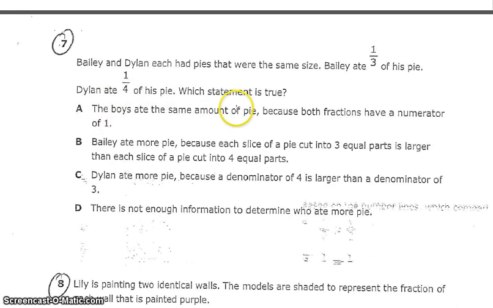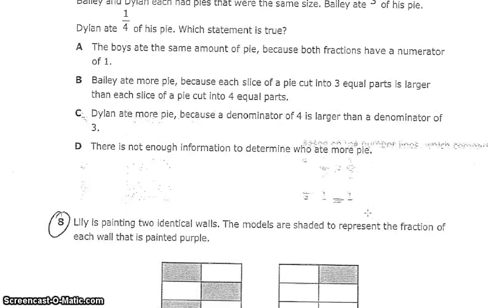A. The boys ate the same amount of pie because both fractions have a numerator of 1. B. Bailey ate more pie because each slice of a pie cut into 3 equal parts is larger than each slice of a pie cut into 4 equal parts. C. Dylan ate more pie because a denominator of 4 is larger than a denominator of 3. D. There is not enough information to determine who ate more pie.